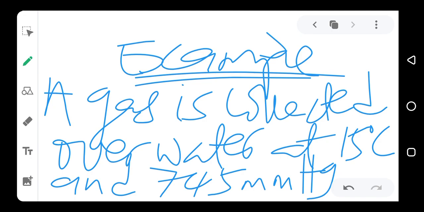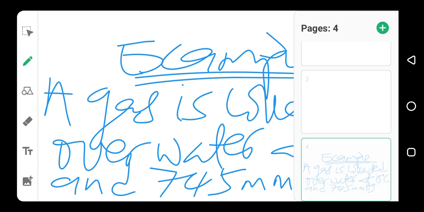Another unit for pressure is millimeter mercury, mmHg. Hg is the chemical symbol for mercury. So we measure pressure in millimeter mercury.